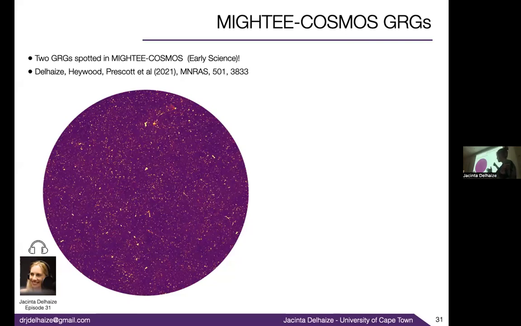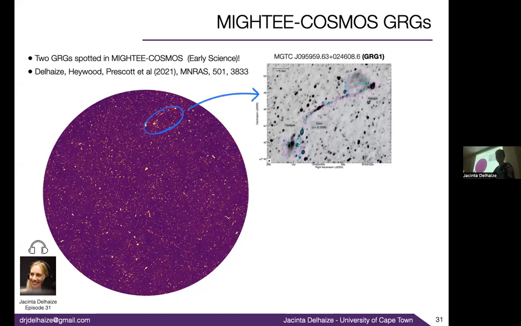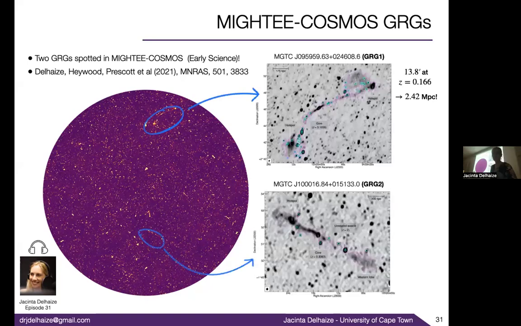Now, if you look carefully at this, see if you can spot the 2 giant radio galaxies that we found there. I'll give you a few seconds to do that. Who thinks they've found them? Okay, I'll show you where they are. Here is what I creatively named GRG1. And here is GRG2. Oops, that one's a little offset. Okay, well, anyway, you can see it just there.